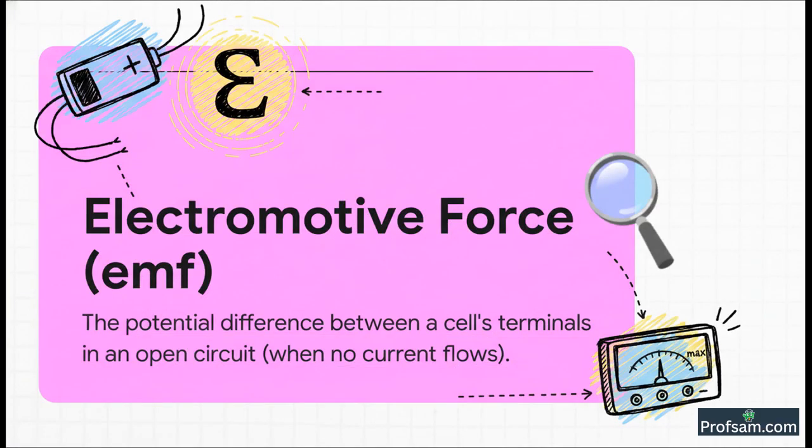And here is the main point. This maximum possible potential difference that a cell can create when it's just sitting there, not connected to anything, when it's in what we call an open circuit, that maximum value is its electromotive force, or EMF. We use the Greek letter epsilon for it. Just think of it as the ideal voltage, the cell's full potential, its maximum promise.